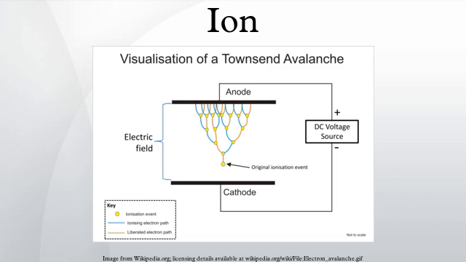In chemical terms, if a neutral atom loses one or more electrons, it has a net positive charge and is known as a cation. If an atom gains electrons, it has a net negative charge and is known as an anion. An ion consisting of a single atom is an atomic or monatomic ion. If it consists of two or more atoms, it is a molecular or polyatomic ion.